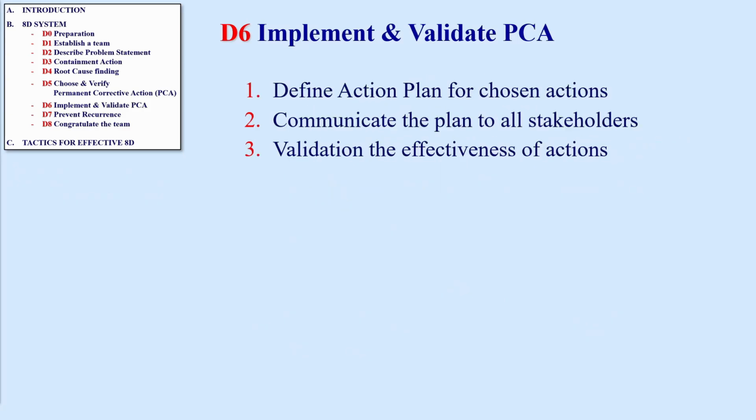There are 3 main steps in D6. Define the action plan for chosen actions. Communicate the plan to all stakeholders. Validate the effectiveness of actions.